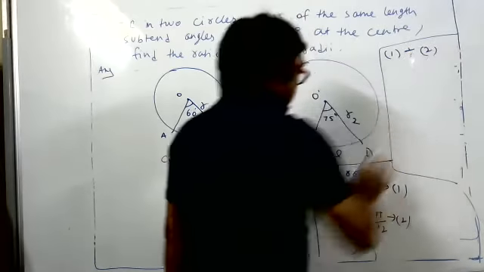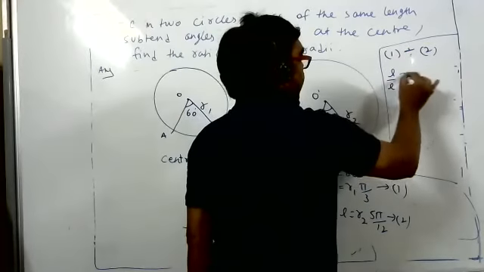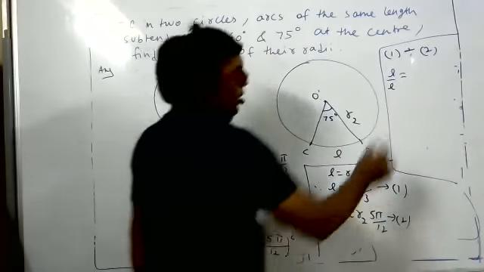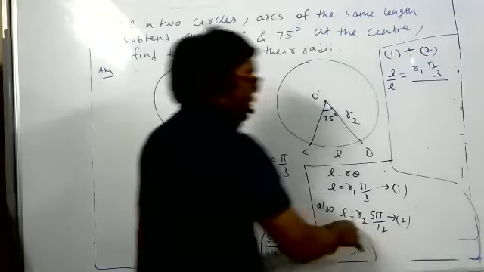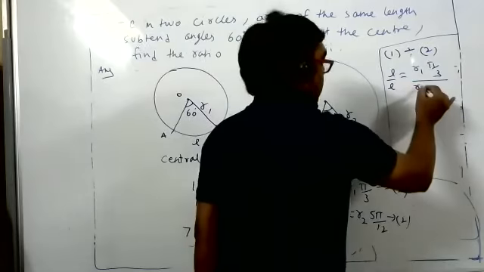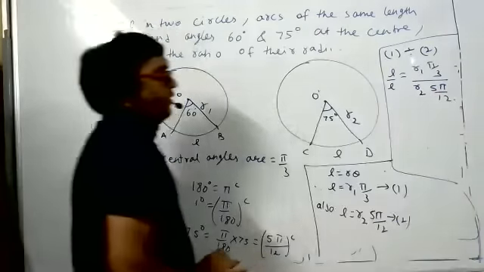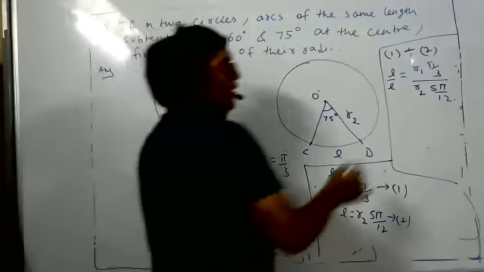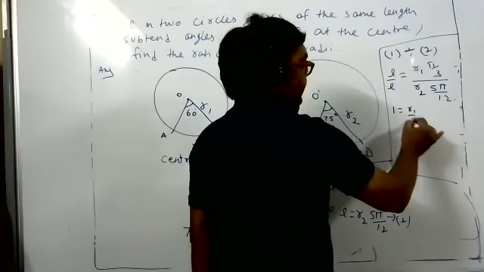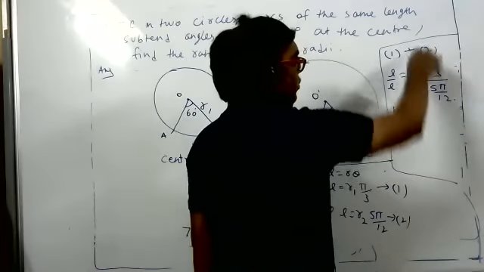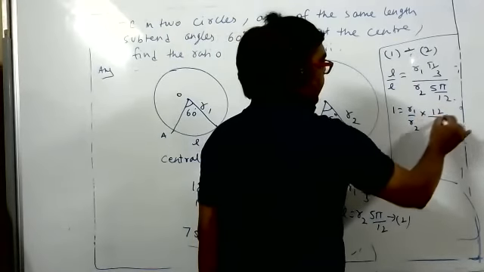Divide the equation. So L by L is equal to R1 pi by 3 by R2 times 5 pi by 12. Just simple division. L will get cancelled. Pi will get cancelled. I think all of you know this calculation. So 12 will go in the numerator, 3 will come in the denominator. It will become 12 by 15.